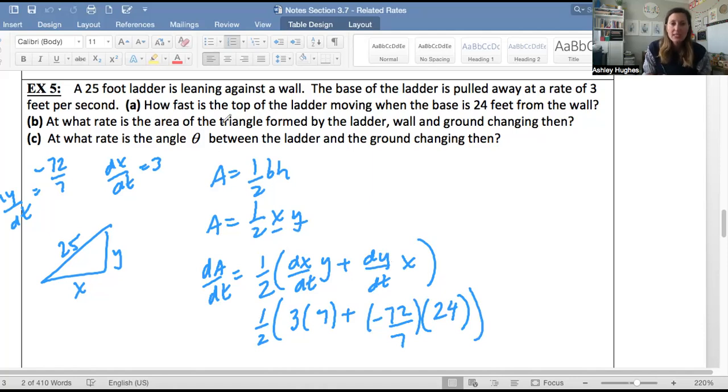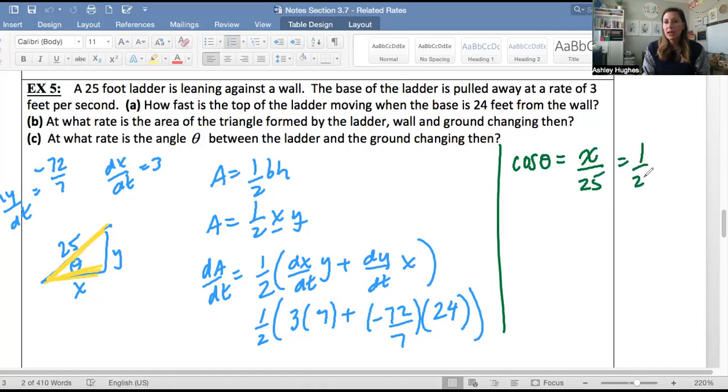And then C, at what rate is the angle theta changing? So this angle here. Now, you can use really any SOHCAHTOA relationship you want. I'm going to use the one where we use what was given to us, because they told us X, and I'm going to use it over 25, so I don't have to use the quotient rule. That would be cosine because I have adjacent and hypotenuse. So cosine of theta is equal to X over 25, or 1 over 25 X.